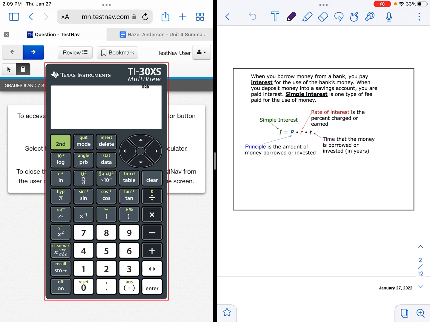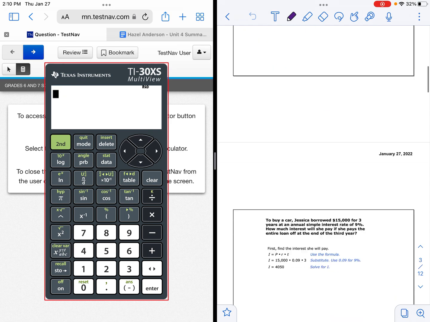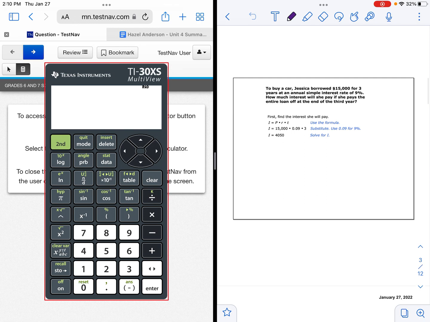So the formula is I equals P times R times T. I is the interest, P is the principal, and the principal is the amount borrowed or the amount invested. R is your rate of interest, or what they're going to pay you, a percentage of your money, and it's always converted to a decimal. And then T is the time that the money is borrowed or invested in years. So if they give it to you in months, make sure you recalculate it into years.